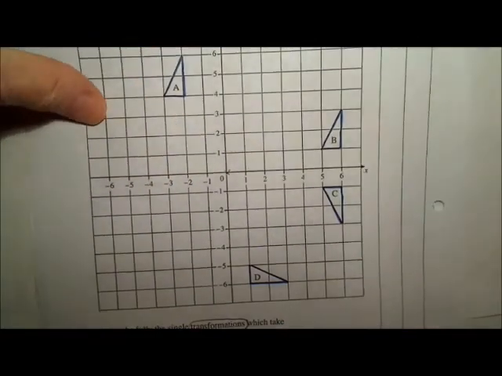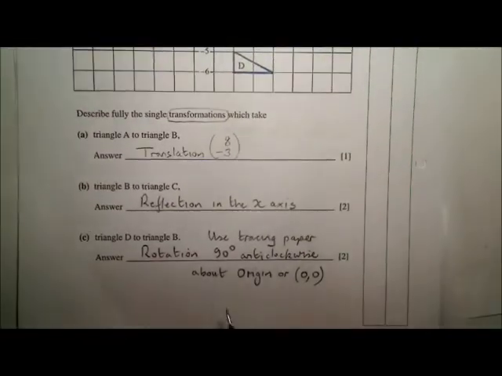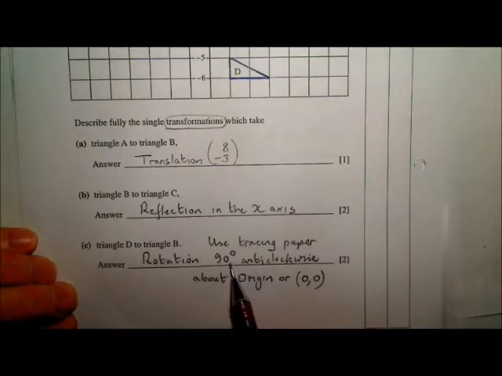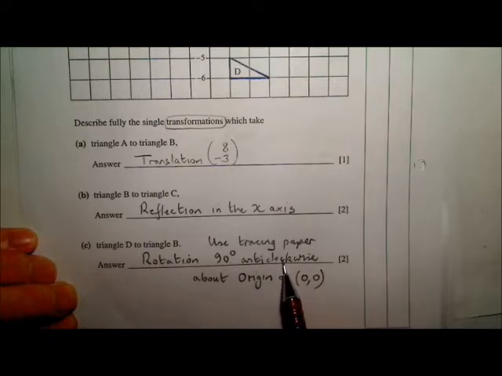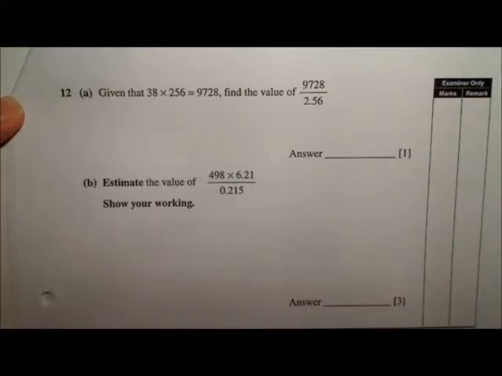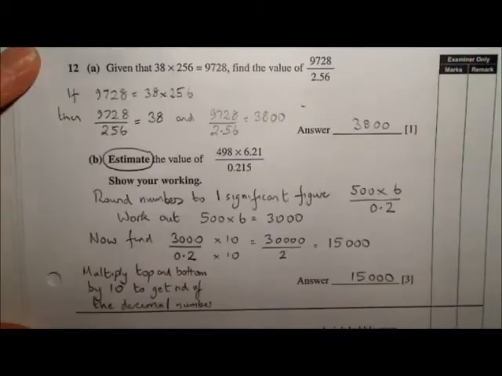So the answer there now then is, it's a rotation. We've got to indicate what the movement is. It's 90 degrees anti-clockwise. And the third thing we have to give is the center of rotation, which is either the origin or this point 0, 0. We can call that either the origin or 0, 0. Okay, so have a look at question 12, and we'll go through it in a few seconds.